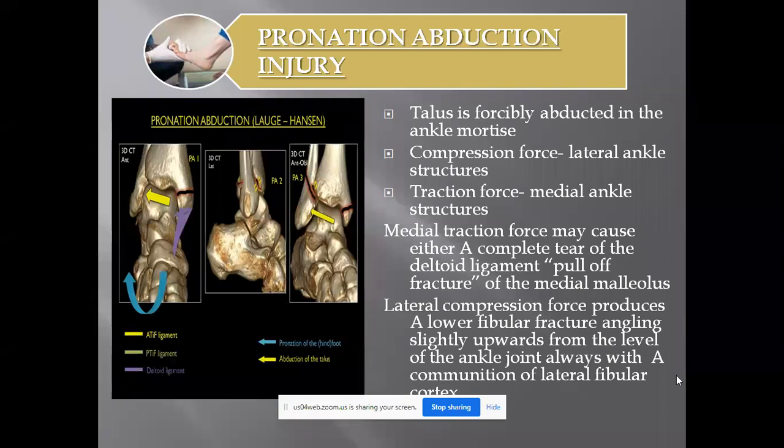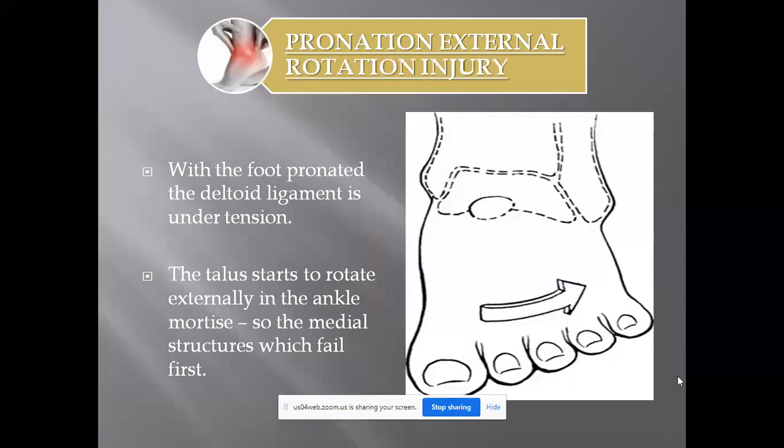Lateral compression force produces a lower tibiofibular fracture, angling slightly upward from the level of the ankle joint, always with a comminution of the lateral fibular cortex. Pronation external rotation injury. With the foot pronated, the deltoid ligament is under tension. The talus starts to rotate externally in the ankle mortise, so the medial structures fail first.